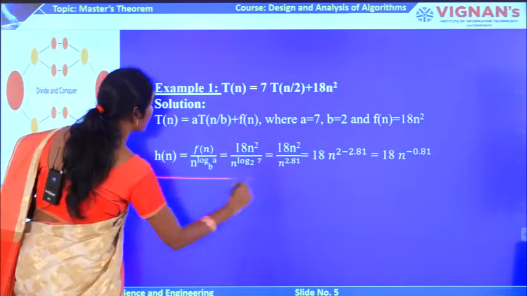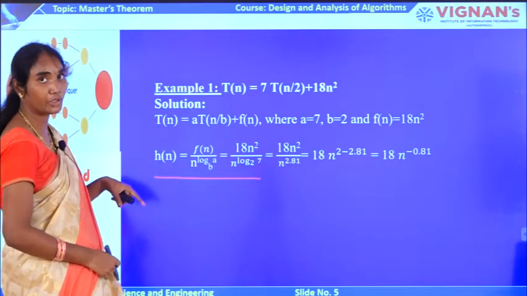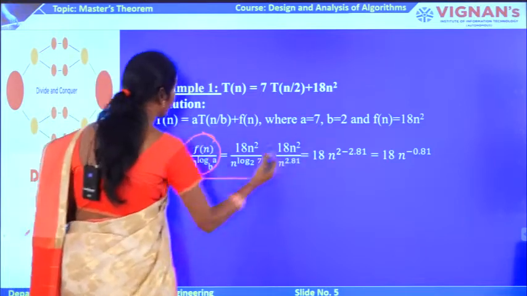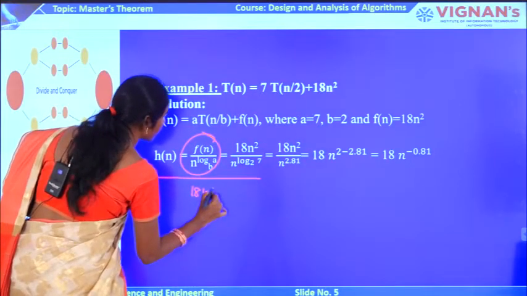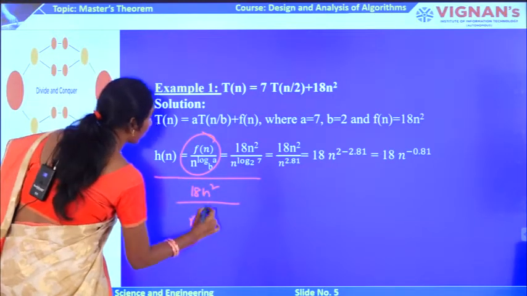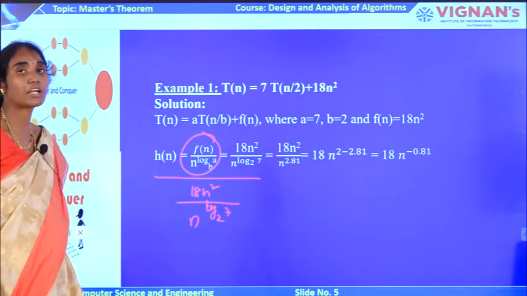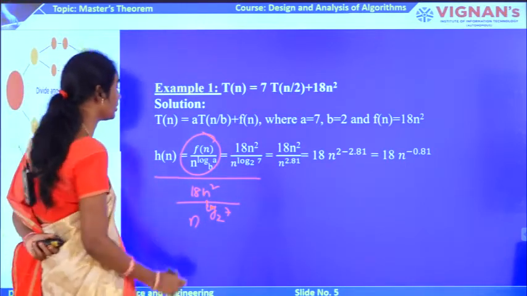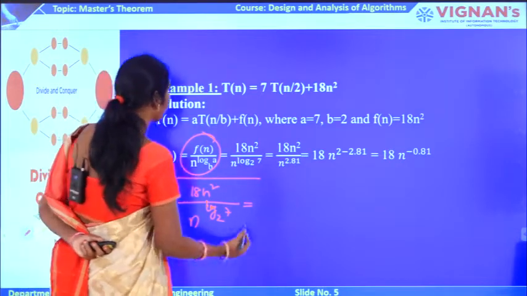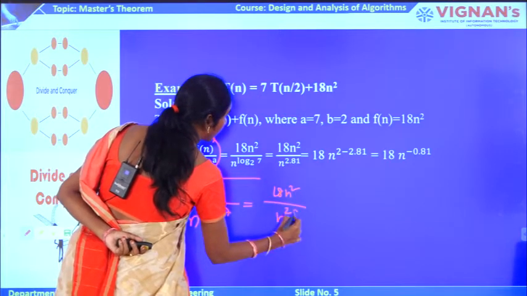How to find this h(n)? h(n) = f(n) / n^(log a to the base b). So by means of this formula, f(n) value is 18n². Now n to the power of log a means log 7 to the base 2. To solve this I must have log tables or else a calculator in your hand, and calculators are permitted for your exams. So 18n² by n to the power of 2.81, right.